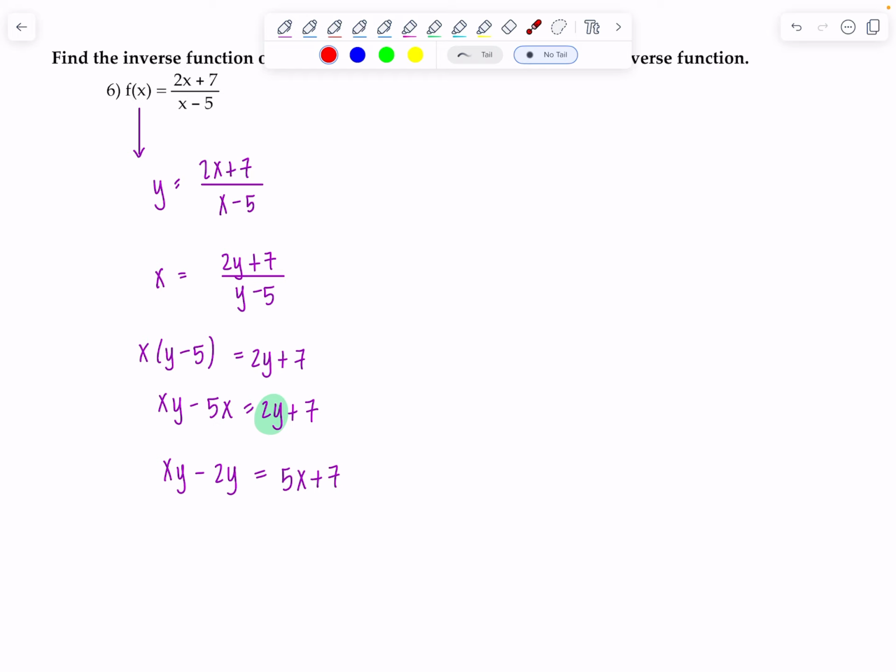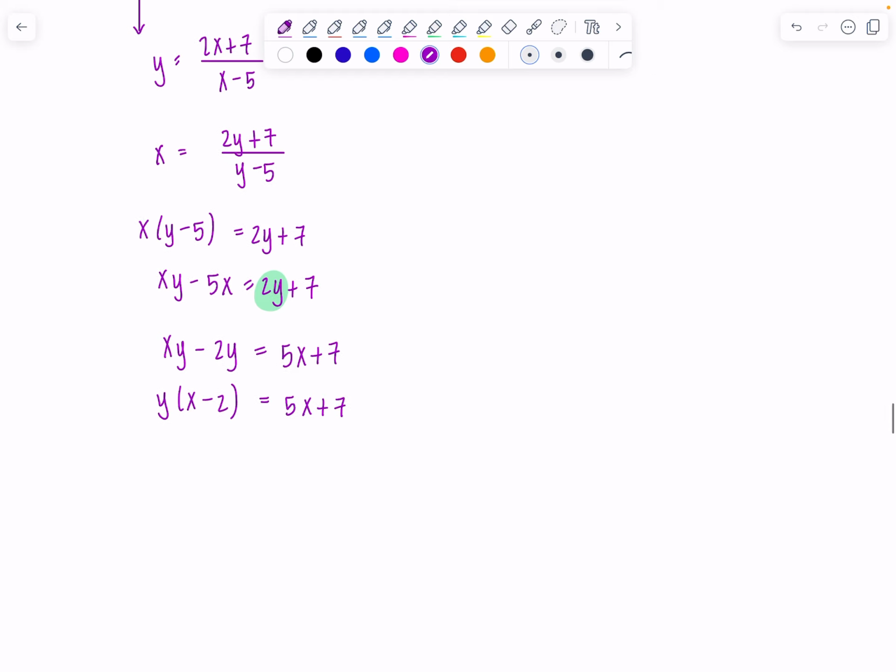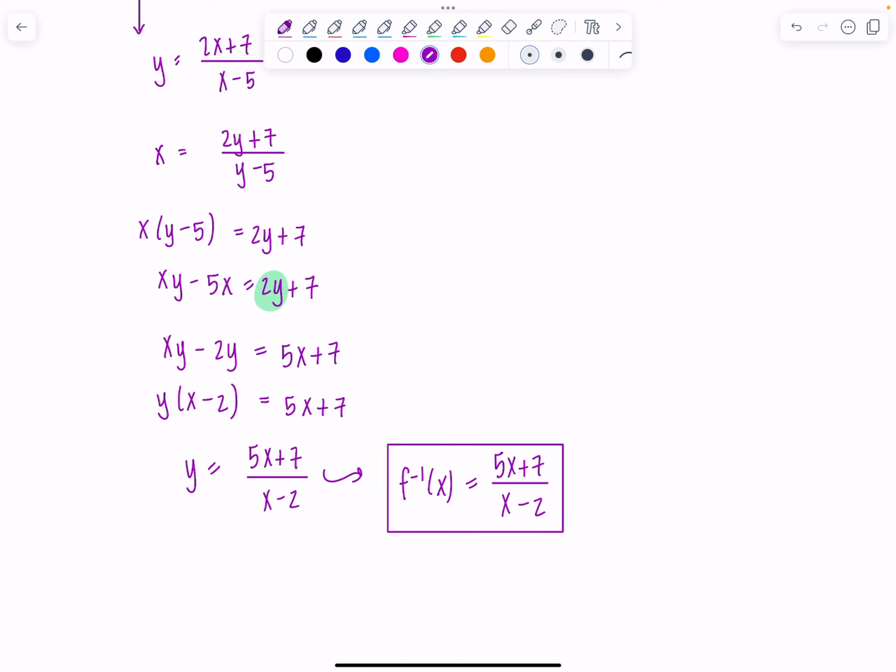Okay, very nice. What's the point of that? So we can factor the y out on the left-hand side. So we have y times (x − 2) equals 5x + 7. And then we're almost there. I can divide both sides by x − 2, and I get y all by itself. But remember, the problem asked us to find the inverse of f. So we have to use correct notation at the end. Replace y with f inverse of x equals (5x + 7)/(x − 2). Okay? Very good. So that's the first part.